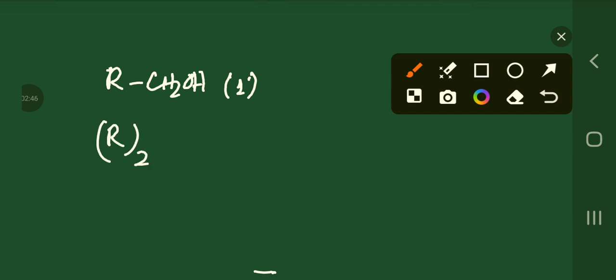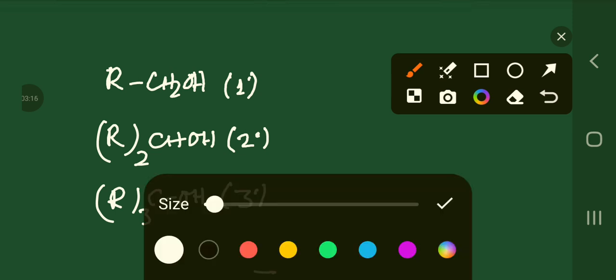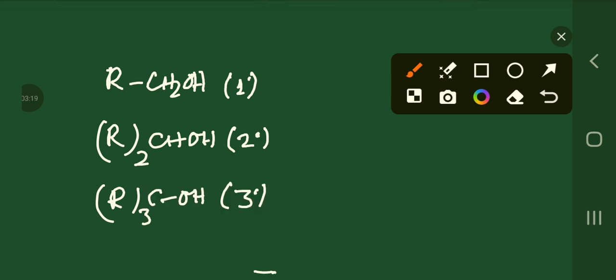Similarly, if there are two alkyl groups, then the representation will be like this: R whole twice CHOH, and it is an example of 2 degree alcohol, followed by tertiary or 3 degree alcohol, R whole thrice C bond OH, that is 3 degree alcohol. It is very simple that if there is only one alkyl group, then it is 1 degree, for 2 alkyl groups it is 2 degree, and for 3 alkyl groups it is 3 degree.